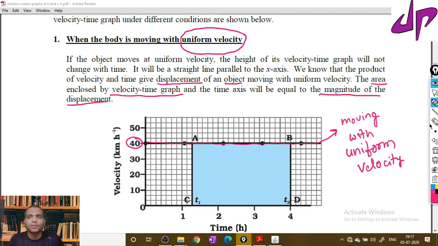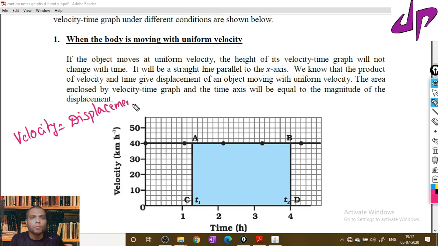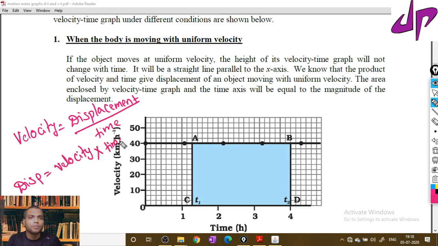So let us see how it is. First let me clear this out. It's a simple formula which we already know. What is the velocity formula? You will write velocity equal to displacement upon time. So you need to find displacement. So displacement equals velocity times time. So this we can get.